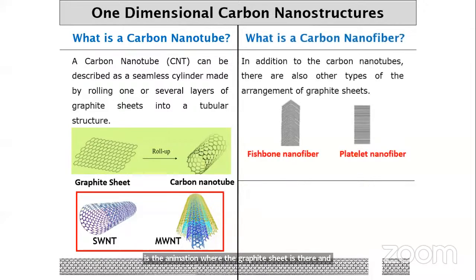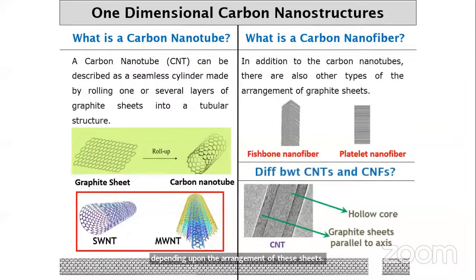Then you have carbon nanofiber. In addition to the nanotube, you have carbon nanofiber in a different form. Depending upon the arrangement of the sheets, you have fishbone-type and platelet nanofibers. Now, what is the difference between CNT and CNF, carbon nanotubes and carbon nanofibers?